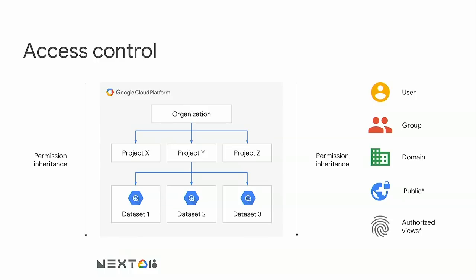So first three options over there, users, groups, and domains, can be added to any of these three levels. Public and authorized views are only available at dataset level. If you make any dataset public, that becomes available to any GCP user in the world. So this option is available when you want to open source your data or just make it available for everyone to consume. Authorized views basically give you an option to provide more granular controls over how your users access data. So if you want to go beyond dataset level, you want to apply table level or row level access, you can use authorized views for that.